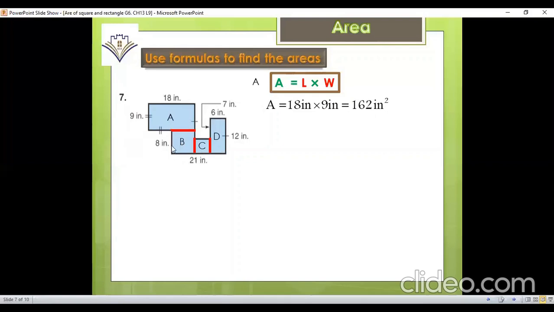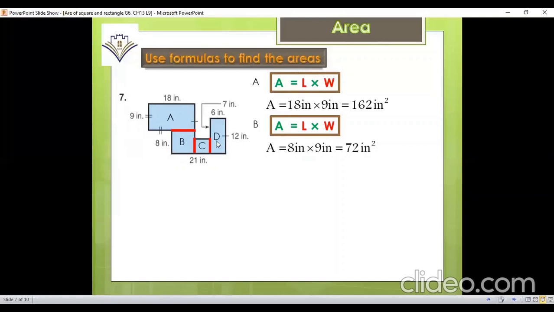Look at part B. I need this line. This line is 8 and this line is 8. This line is 18, and this part is equal to this part. This 9, and this black line is 9 also. The length of this whole outside line segment is 18, and this black line is 9. Then the remainder, 18 minus 9, is equal to 9. Then this red line is 9 inches and the width is 8, so the area of B is 9 multiplied by 8, which equals 72 square inches.